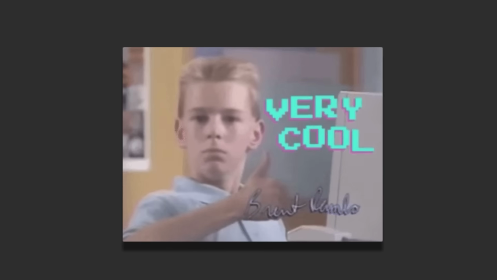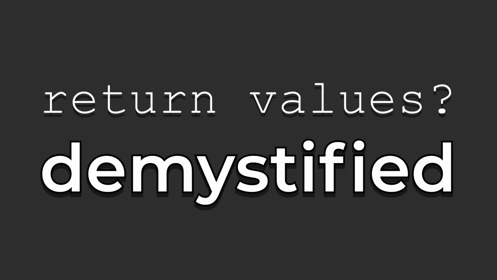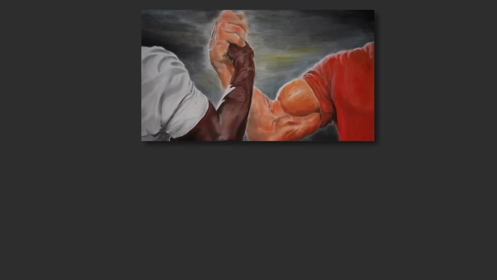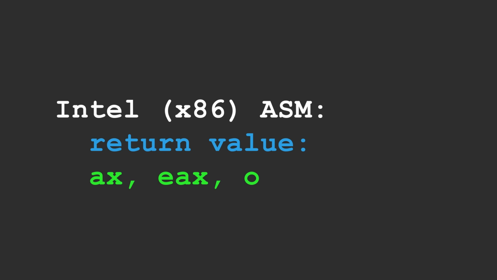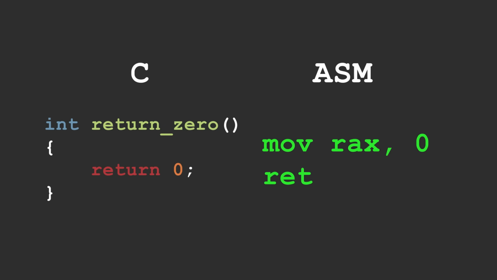Pretty cool, right? Well, what about the return value? Where does that go? Every processor architecture has an agreed-upon convention regarding where the return value goes. In Intel assembly, for example, the return value goes into the A register, or RAX. This piece of example C code returns the value 0, which when viewed in assembly, we can see happening when the assembler loads the value 0 into RAX.